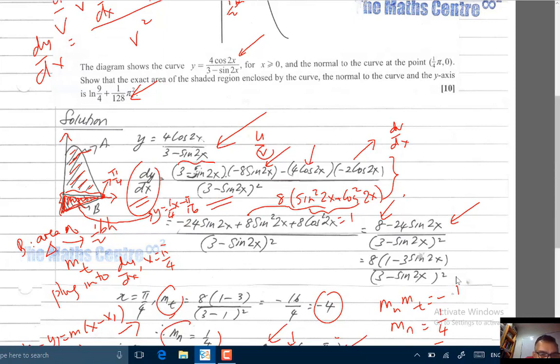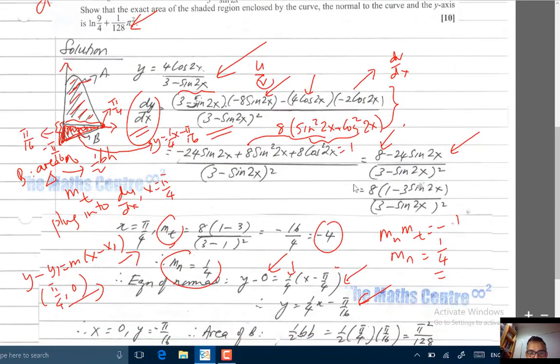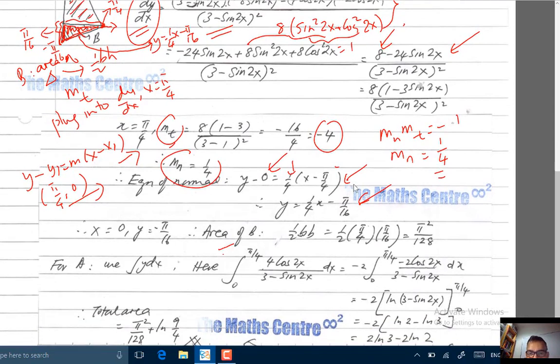Therefore, the y value here is negative pi over 16. Therefore, this value here will be pi over 16. That is the base. The height is pi over 4. So I can use half base times height. Let me look at my solution. Area of B, half base times height, half times pi over 4 times pi over 16. You will get pi squared over 128.